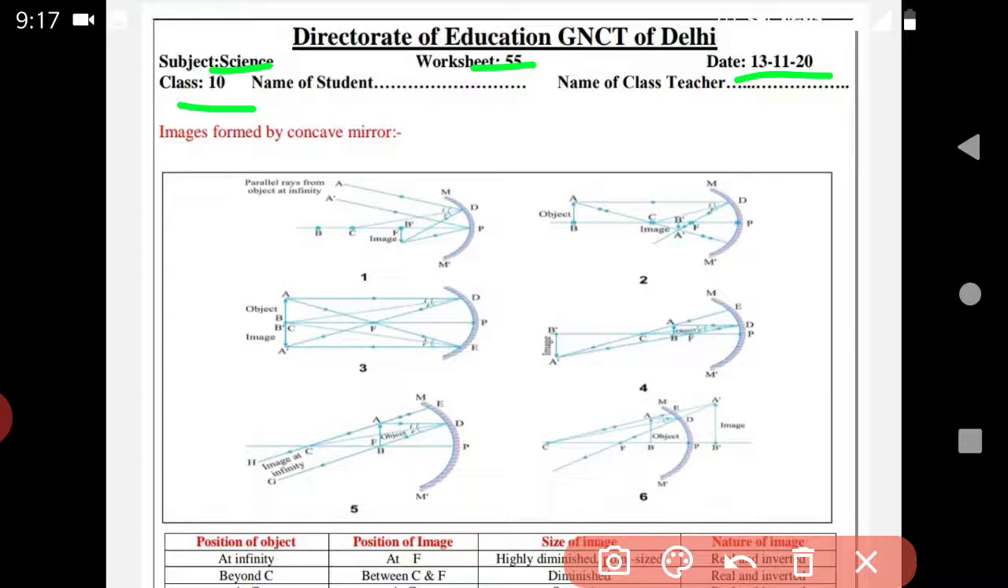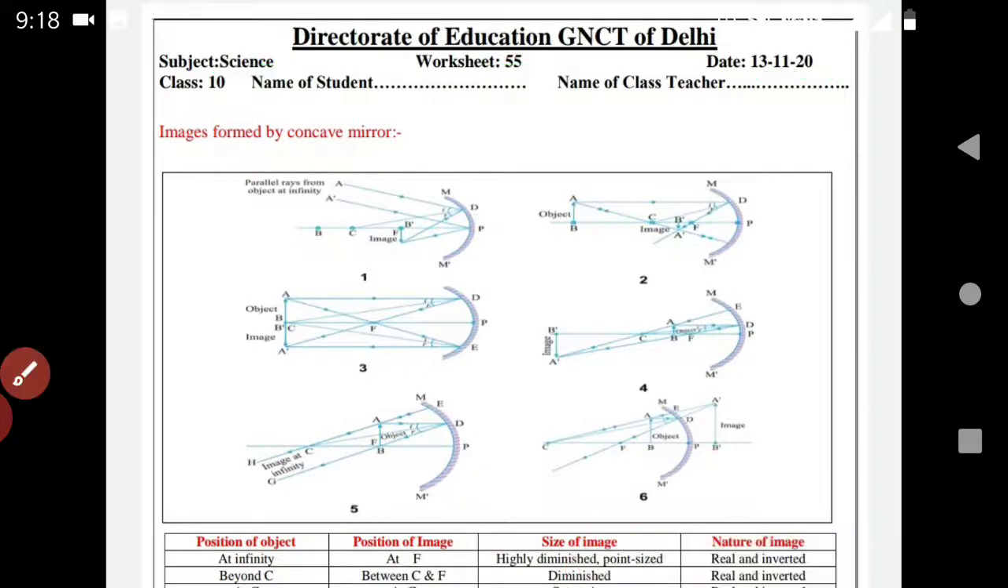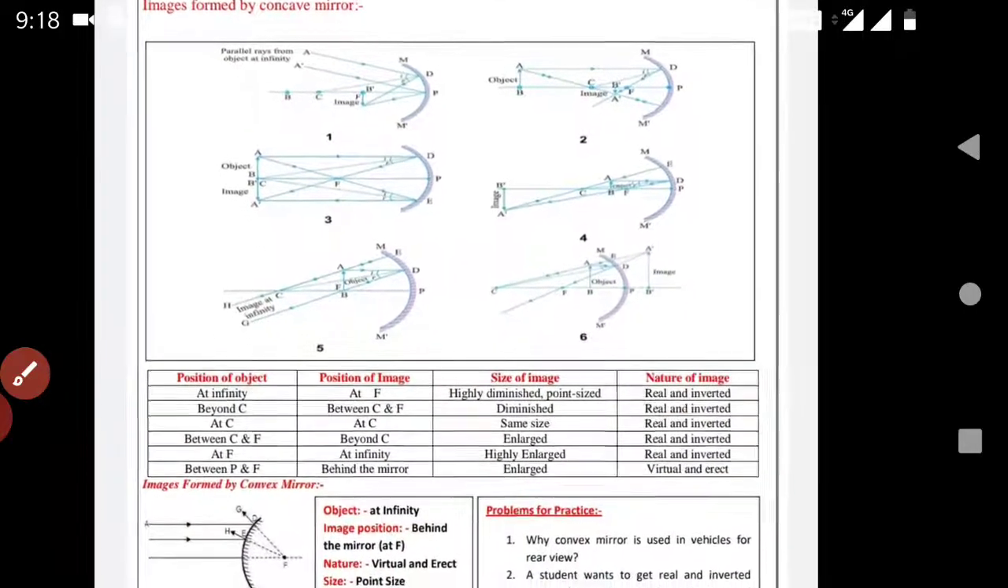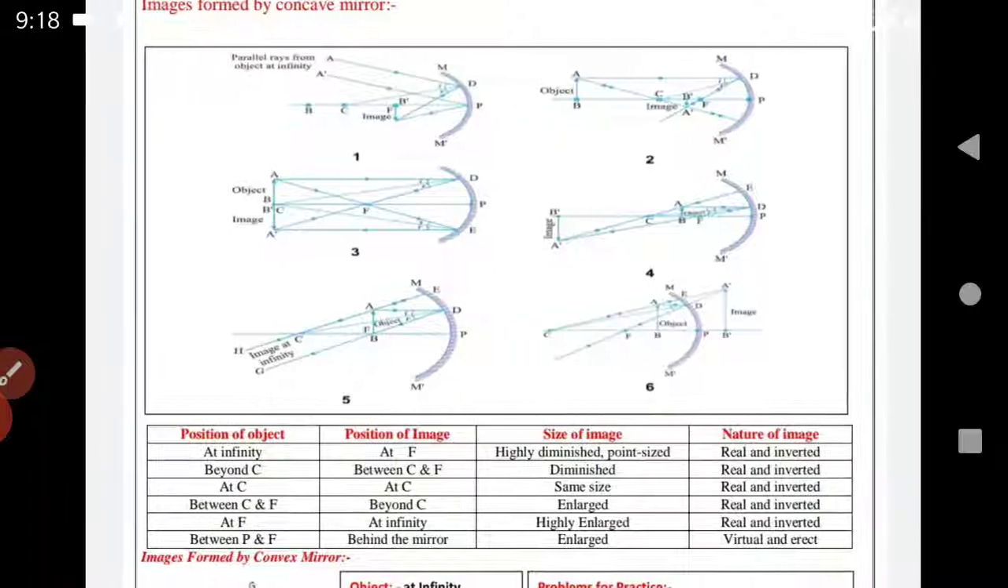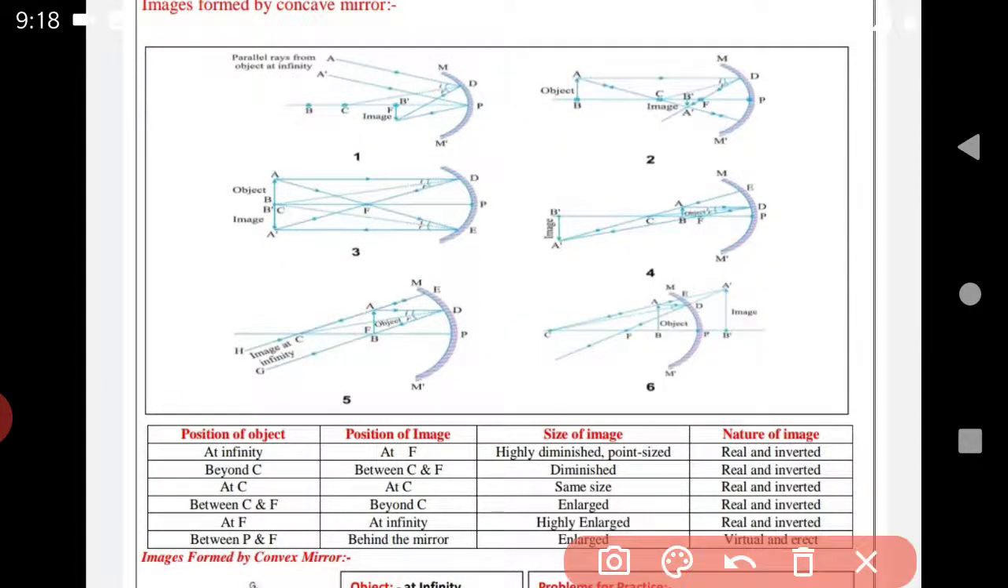In the last class we discussed the rules of the formation of ray diagrams. So let's learn today the images formed by the concave mirror. Please see the diagrams, these are called ray diagrams, and below there is a table which displays the position of an object, the position of the image formed by the mirror, the size of the image and the nature of the image. Let's discuss the first.